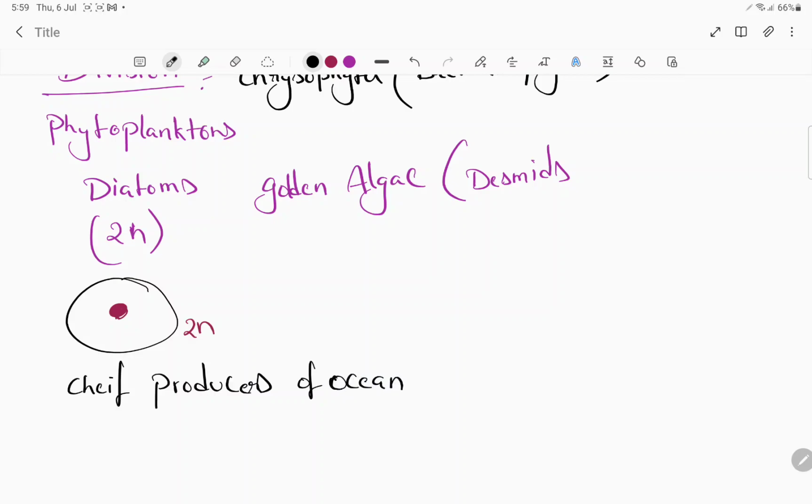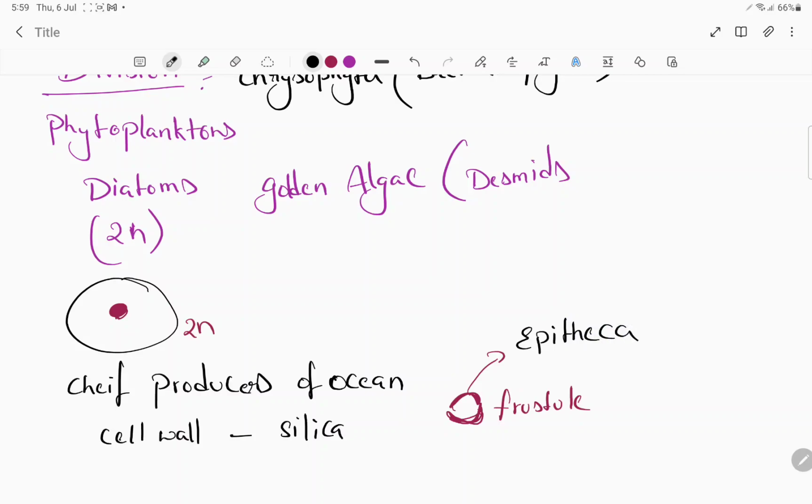Diatoms have different shapes like rectangular, circular, triangular. The cell walls are embedded with silica, so they are like indestructible. The cell wall is called the frustule. The larger one we call epitheca, and the smaller one we call hypotheca, which fit closely together like a soap box.